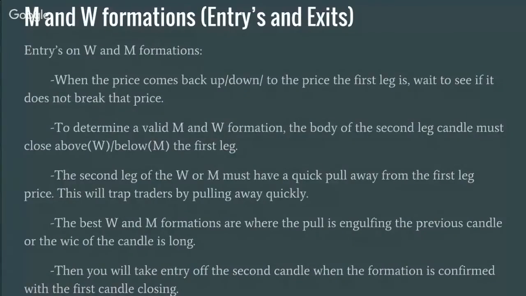All right. So when the price comes back up or down, depending whether it's the W or M, to the price of the first leg, wait to see if it does not break that price. So if it makes a peak formation low or peak formation high, and the price starts to come back up, you wait to see if it'll break the first leg or not. Pretty simple, guys. Pretty simple.